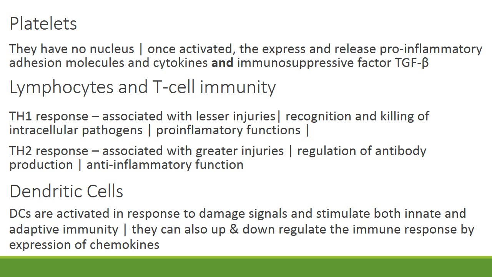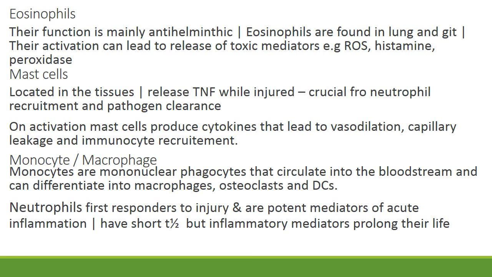Dendritic cells are activated in response to damage signals that stimulate both innate and adaptive immunity. They can also up and down regulate the immune response by expression of chemokines. So it is a dual action. The eosinophils mainly have an anti-helminthic function. They are found in the lung and the GIT.